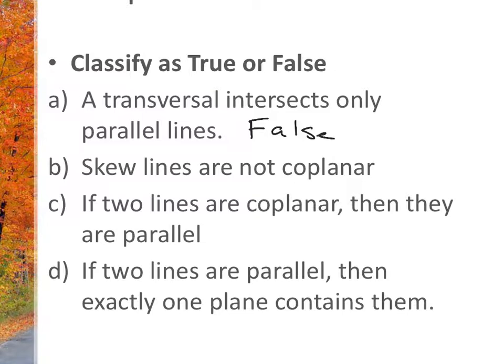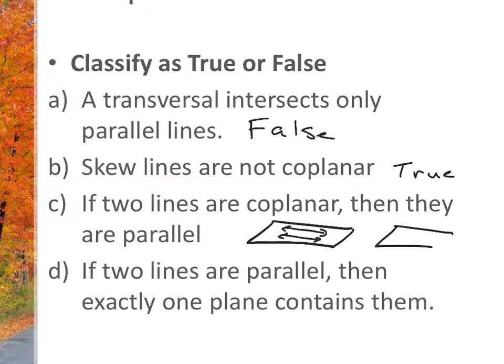Skew lines are not coplanar. True. We said they are not on the same plane. While one of them can intersect the plane, they are not on the same plane. If two lines are coplanar, then they are parallel. False. Remember, if they are on the same plane they would only be parallel if they're equidistant apart. But they could be on the same plane and look like this. That's not parallel. So this one would be false.